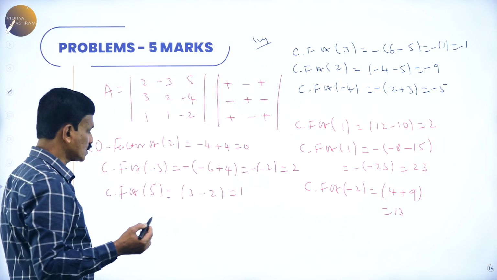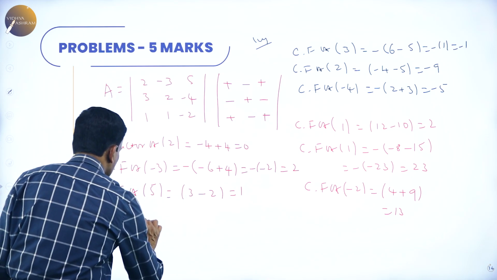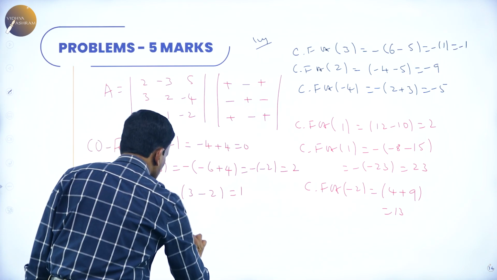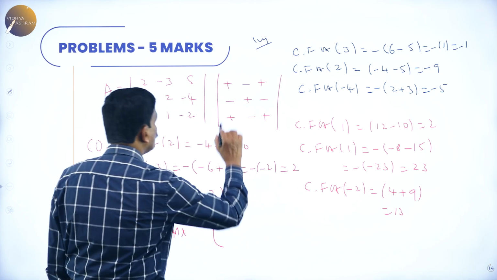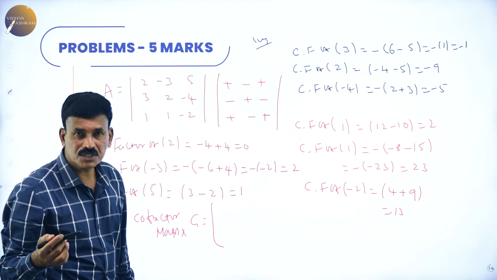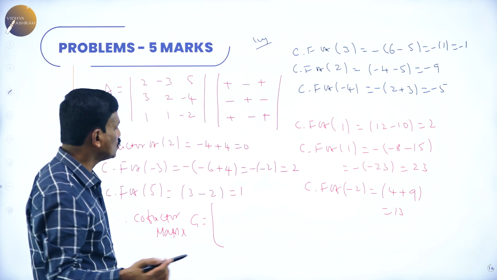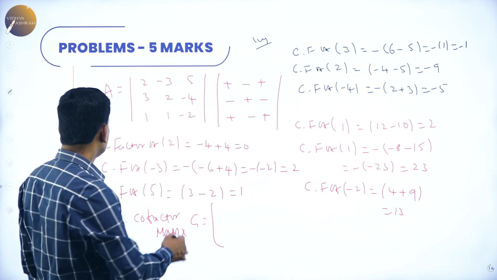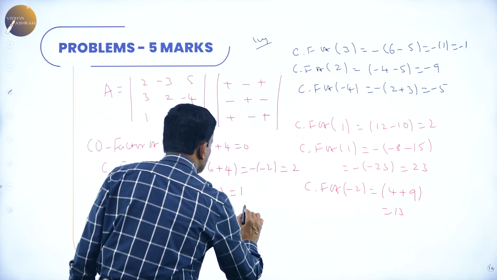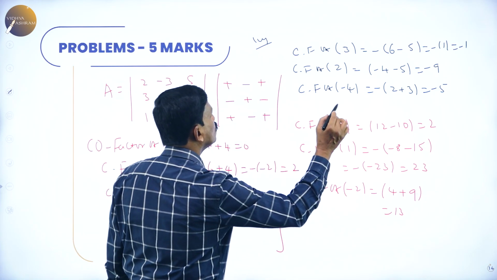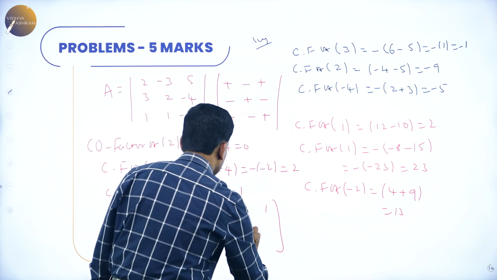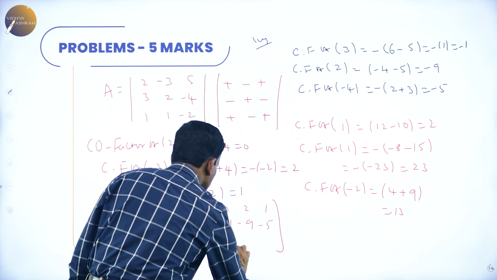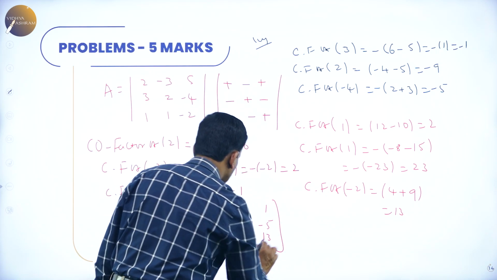Therefore the cofactor matrix C is equal to the cofactors. Instead of writing the adjoint, let me show how to write the cofactor matrix, then adjoint. In the previous problem, straight away we have written the adjoint. Here I will write the cofactors, then adjoint. The cofactors are, first row 0, 2 and 1. For the second row, minus 1, minus 9 and minus 5, and 2, 23 and 13. This is the cofactor matrix.